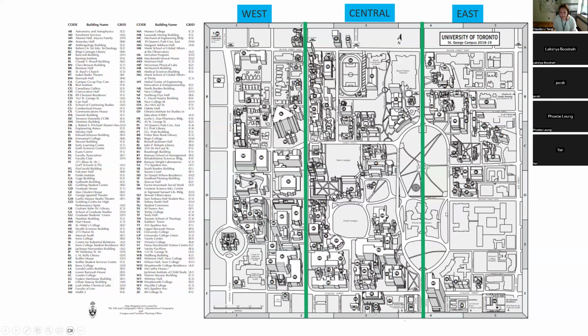So it can be really anywhere. This is the central campus, east side, west side. We're on the west side. That's Innis College here, Robarts Library.